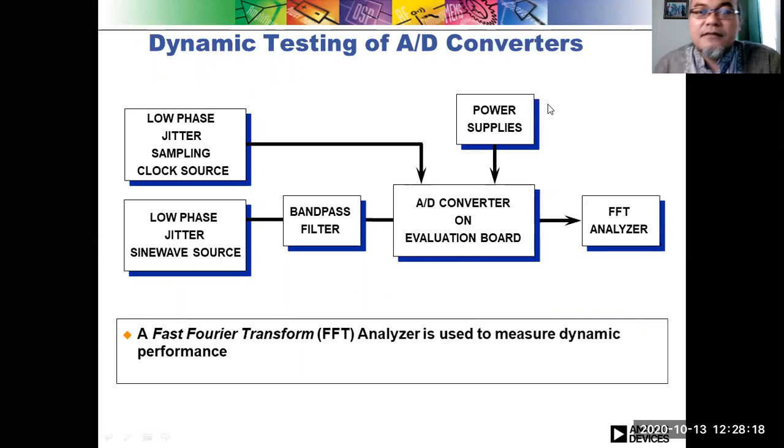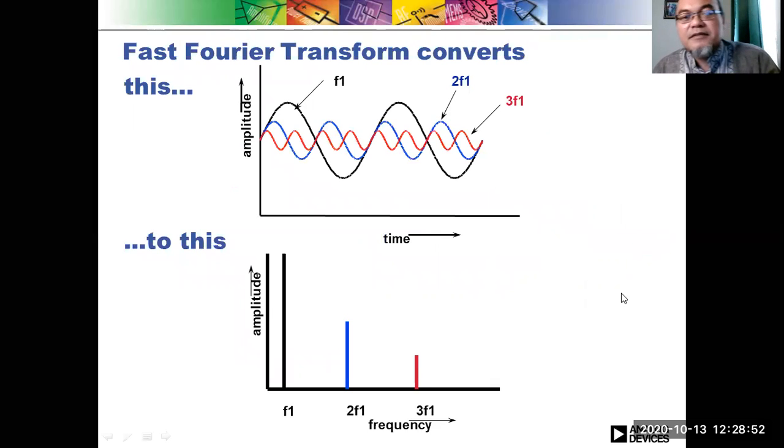Dynamic testing of analog to digital converters is, for example, like this. You put a low phase jitter sine wave source through a bandpass filter to test the ADC, with a low phase jitter sampling clock source. The clock source is put into the AD converter. Then you put the output into the FFT analyzer to analyze the spectrum. From there, you know which frequencies don't belong to the signal and which come from the noise. A fast Fourier transform analyzer is used to measure the dynamic performance.